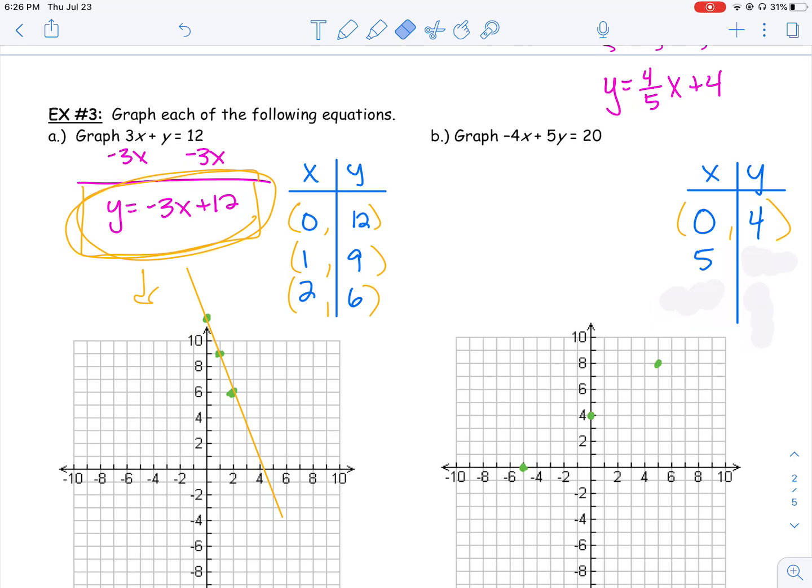I picked x equals 5. If you plug in a 5 for x, what do you get for y? I ended up getting 8. Did you? All right. I'm going to plug in 0 for y. If I plug in 0 for y, what do you get for x? Ooh, I got -5. Did you?